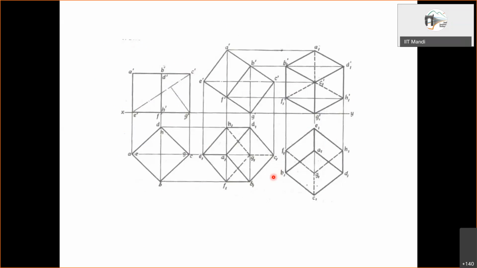Now we discussed that all these edges are equal, but they have reduced length. How much is this reduced? We can get that from this diagram. If you consider this CG, it has been reduced to this, from C to this location on XY, from where the pointer is up to C dash. This is the reduced length corresponding to C dash G dash. C dash G dash is the true length, and from this pointer up to C dash is the reduced length.